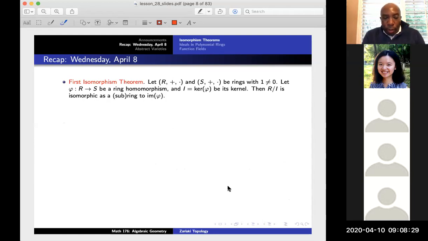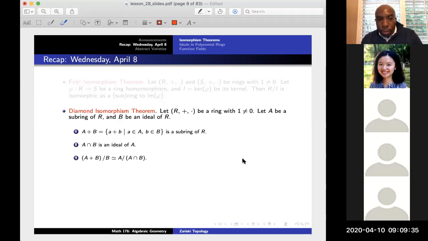Remember that on Wednesday, we quickly went over the 4 isomorphism theorems, and then we talked about a couple of applications of these. By a ring homomorphism, remember that we mean a mapping between 2 rings with identity, where we keep track of elements going to elements, addition being preserved, and multiplication being preserved. We had the idea of the kernel and the image. The kernel is a subring of R, the set of elements that map to 0. The image is a subring of S, the set of elements that come from some element in R. The first isomorphism theorem says that the quotient R mod I, where I is the kernel, is isomorphic to the image. The image itself is a subring of S.